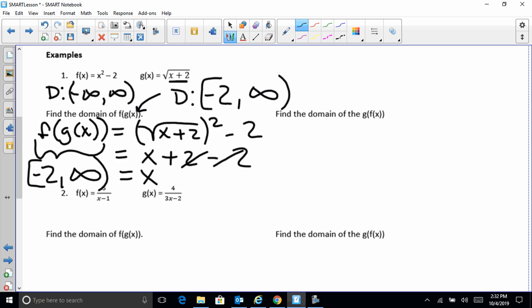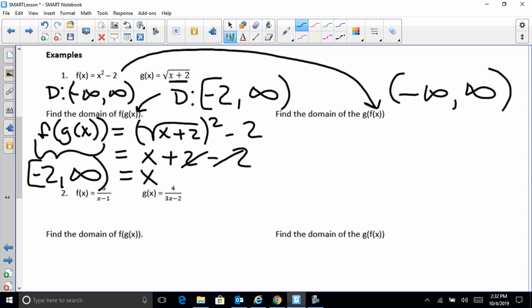Now what about if we do it the other way? We're looking at the g of the f of x. So first we're going to look at f, because we're plugging that in. And there's no restrictions to f. So right now, we have no restrictions. But we still have to do the composition to make sure there's not any restrictions caused by doing the composition.